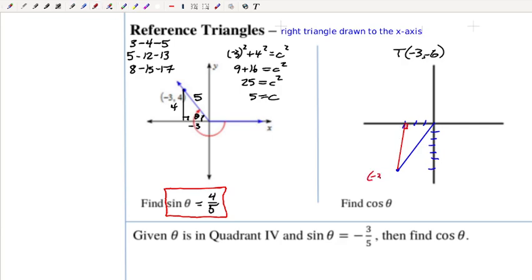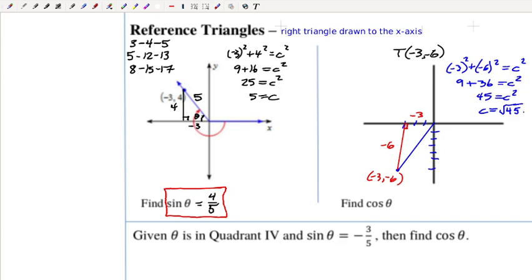This is negative 3, negative 6, which means on my triangle, the x here is going to be negative 3, and the y here is negative 6. Now again, to find the cosine, we're looking at SOHCAHTOA with a hypotenuse in it. So I'm going to need to use a squared plus b squared equals c squared to find my hypotenuse. So if I do negative 3 squared plus negative 6 squared equals c squared, 9 plus 36 equals c squared, and then 45 equals c squared, and c equals root 45.